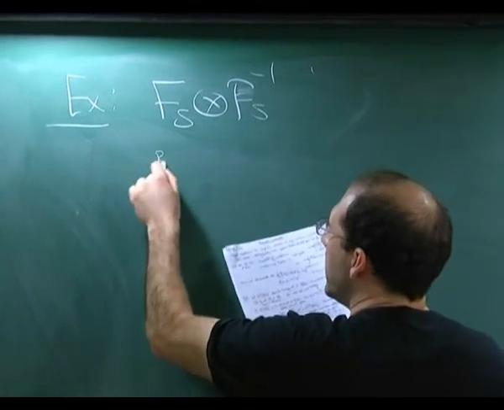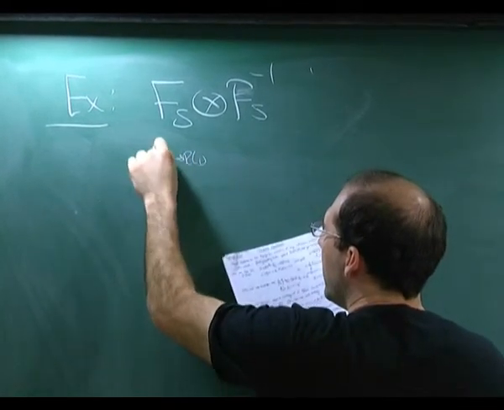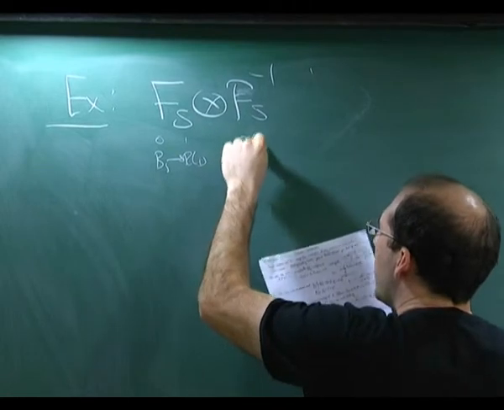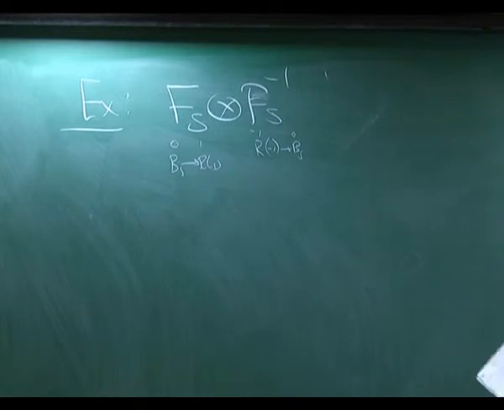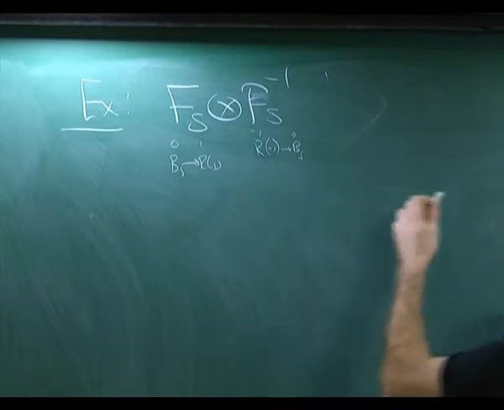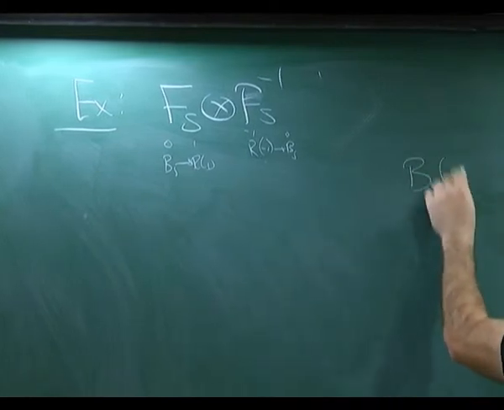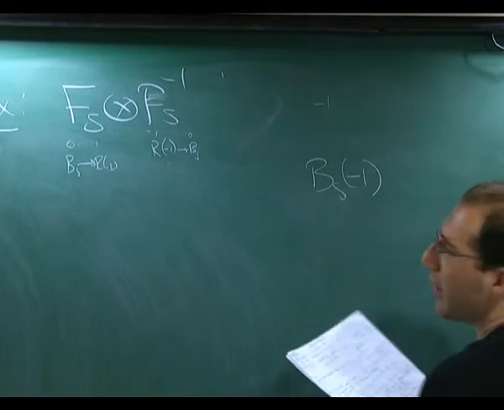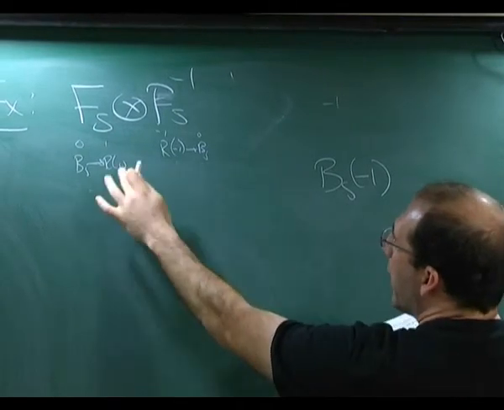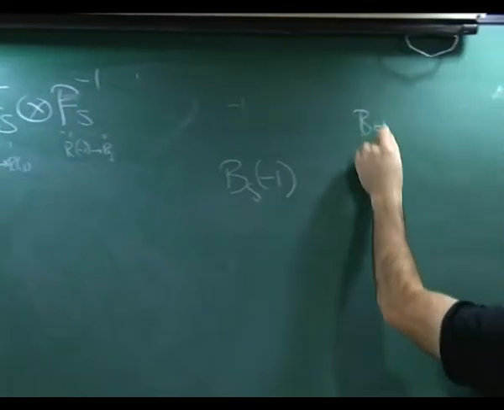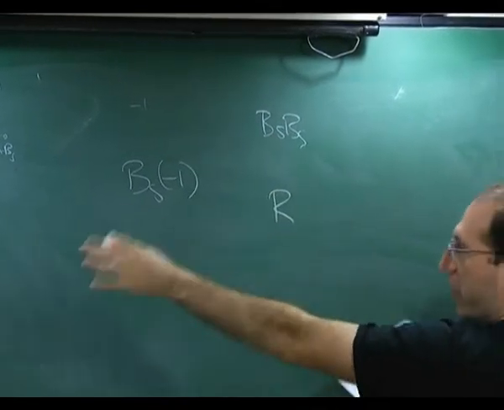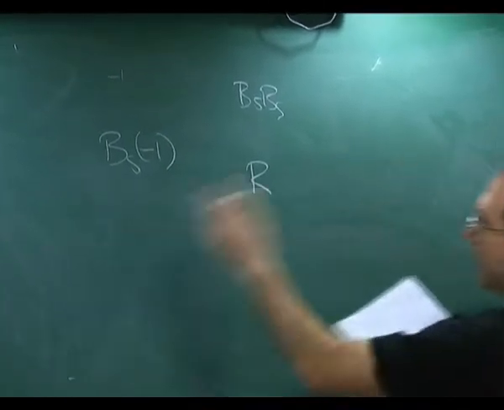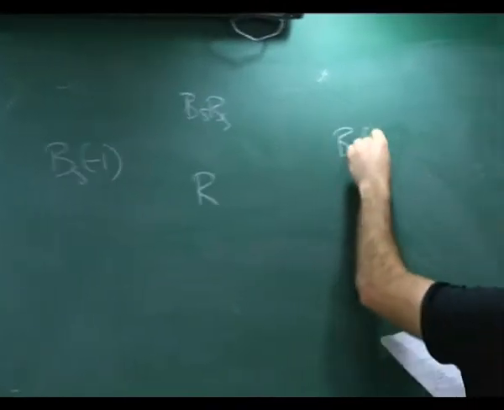Remember, this one is B_s goes to R shifted by 1. This one is R shifted by minus 1 goes to B_s. So when we tensor them together, we have 4 terms. In degree minus 1, you have B_s with a shift by minus 1. In degree 0, you have B_s, B_s, and R tensor R with a shift by 1 minus 1. And then in degree 1, you have B_s with a shift by 1.